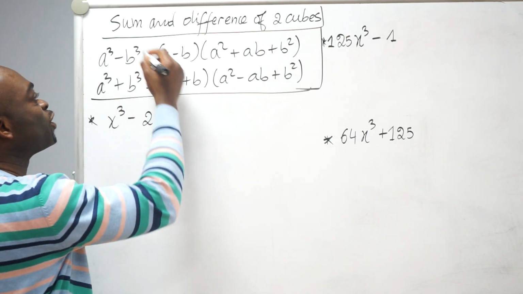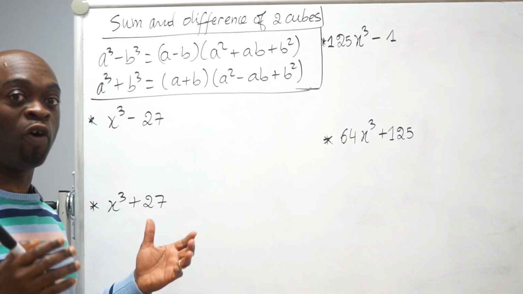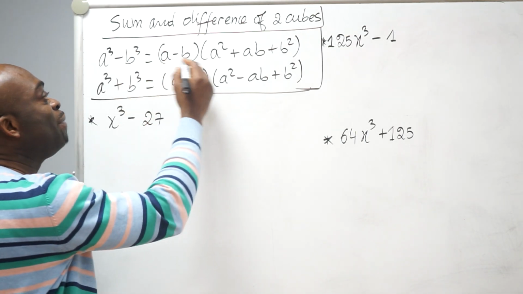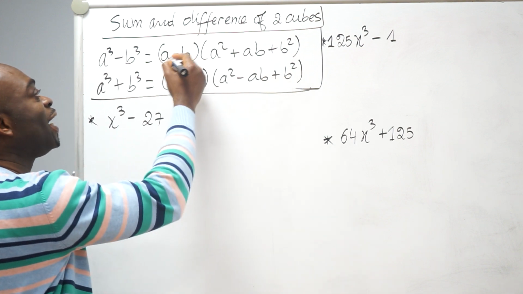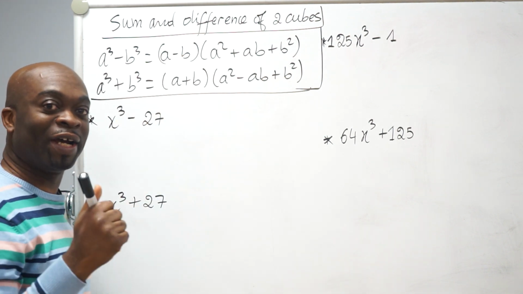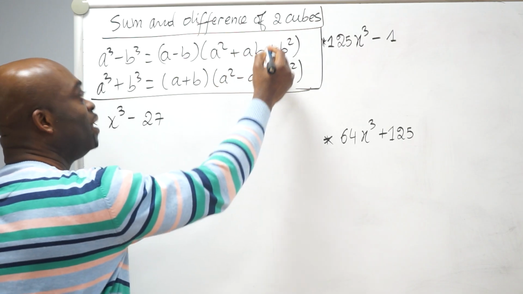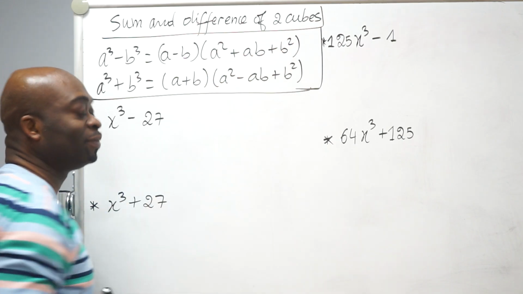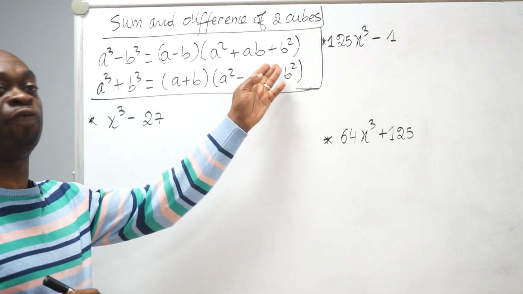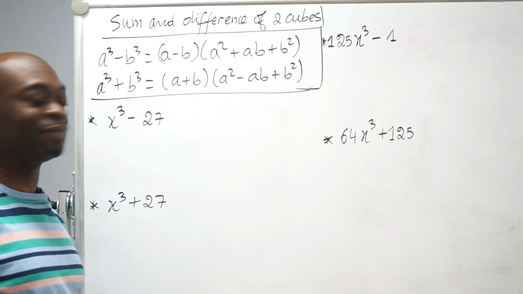So for the difference of two cubes, when you have this format, that means the answer is a minus b. So you've got to find what a is and what b is, times a squared plus a times b plus b squared. So you follow this formula to get to your final answer.